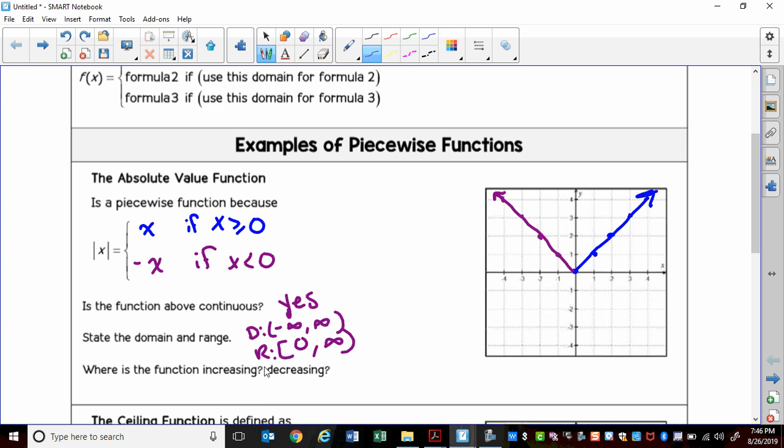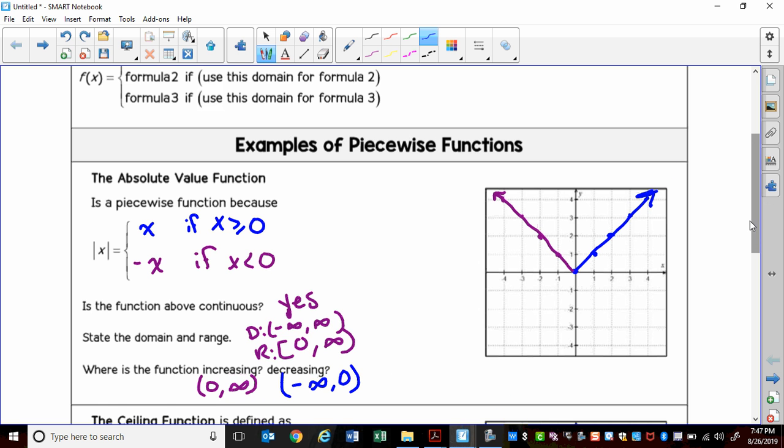Where is the function increasing? The blue line is increasing. So increasing is going to be 0 to infinity. Remember, increasing, decreasing, that's always asking you for the x values. It's decreasing on the purple line. So the x values go from negative infinity over to the left, all the way to 0.